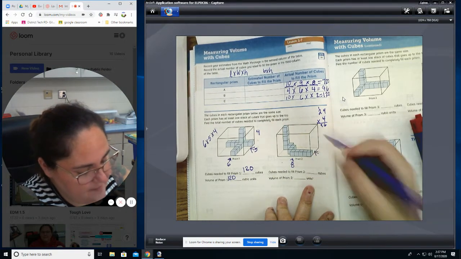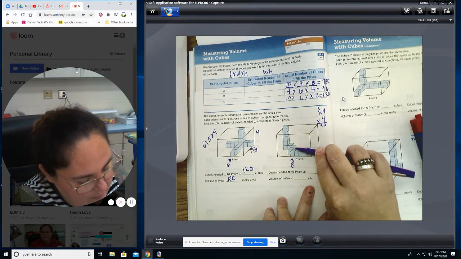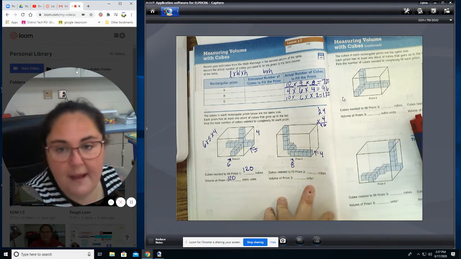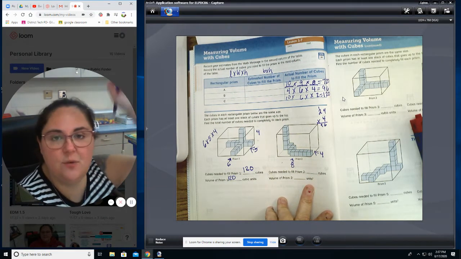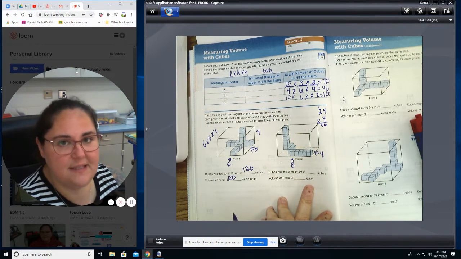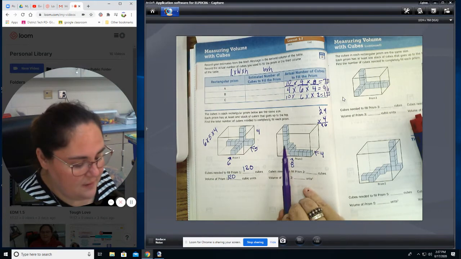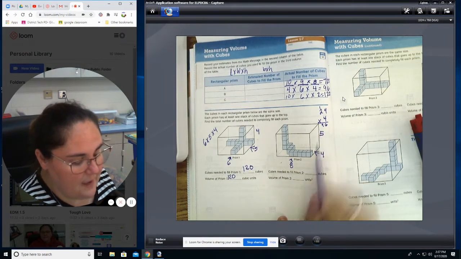Now I'm going to go this way. 1, 2, 3, 4. 4 units wide. And then finally, I'm going to count how many stories my building is. Again, it's just like a building downtown Indianapolis. Ground floor still counts as 1. So 1, 2, 3, 4, 5. So my height is going to be 5.